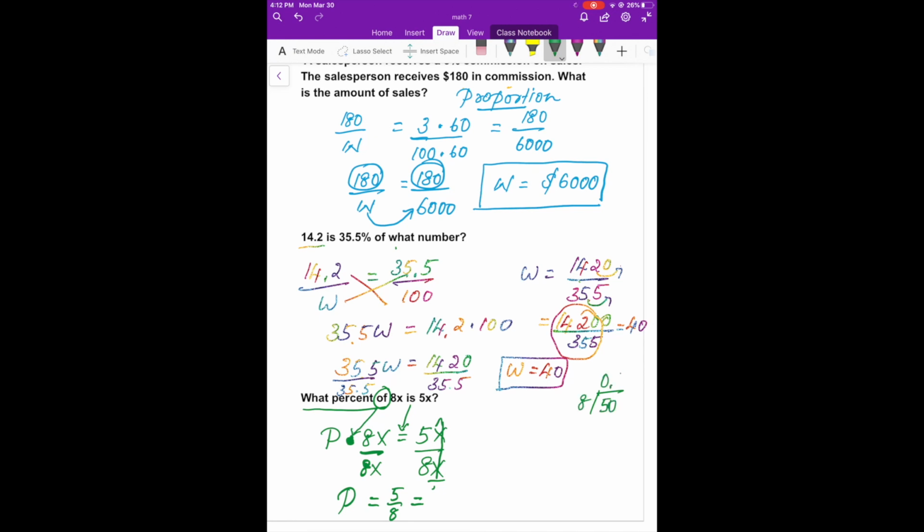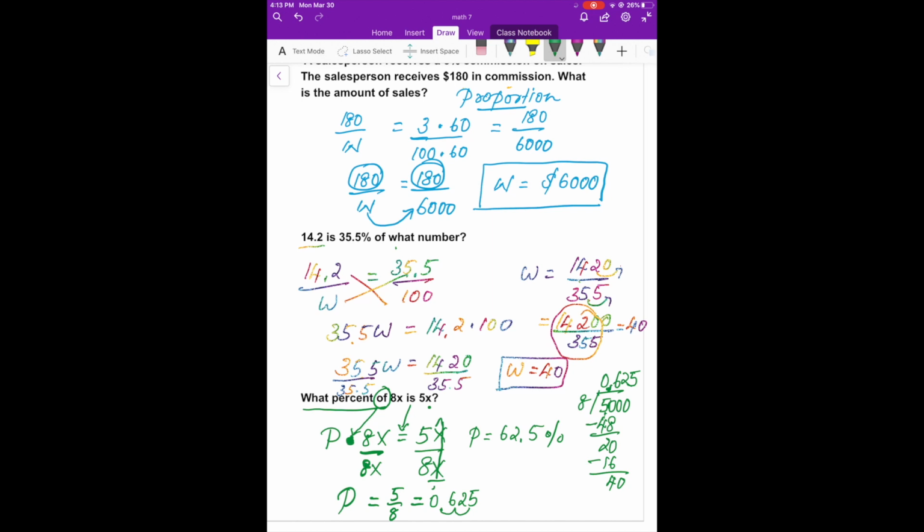0 point: 8 in 50 goes 6 times, minus 48 leaves 2, bring down a 0 to make 20. I can add as many zeros as I want because I put a decimal over here. 8 in 40 goes 5 times. So that is going to be 0.625. That is the decimal form. And what is the percentage? For percentage, you move the decimal over twice to the right. So the percent is going to be 62.5%.